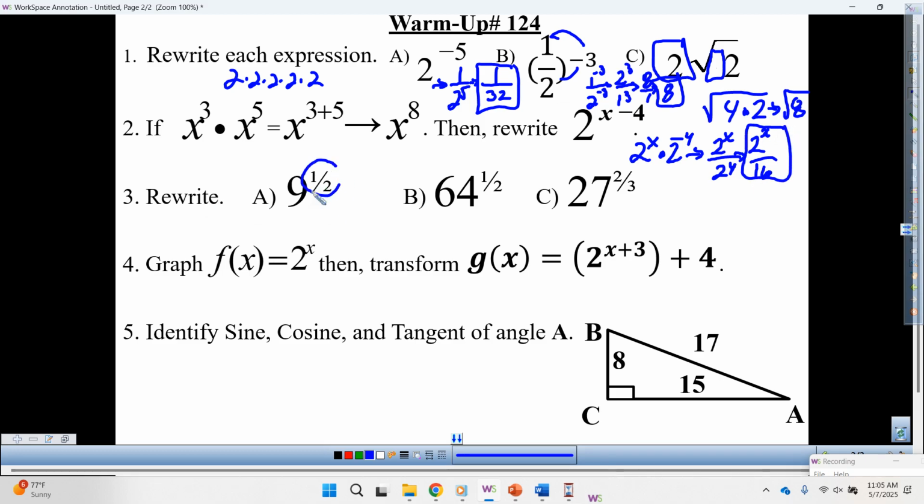Number 3, half power is square root. Square root of 9 is 3. Half power of 64 is square root of 64, which is 8.